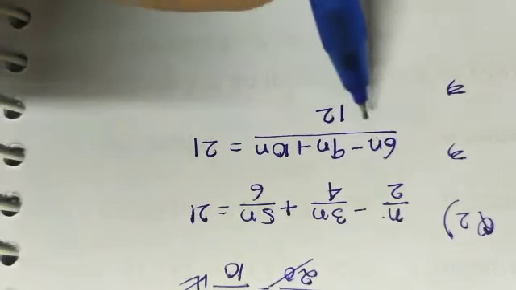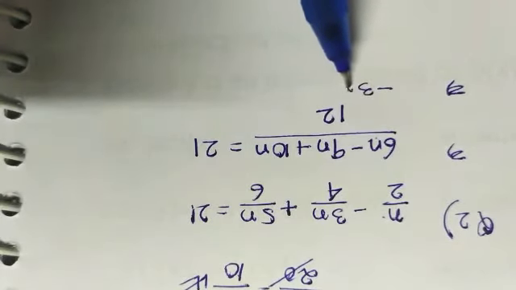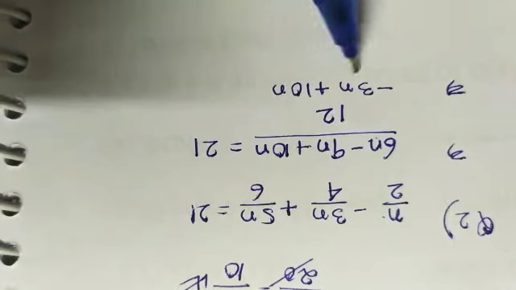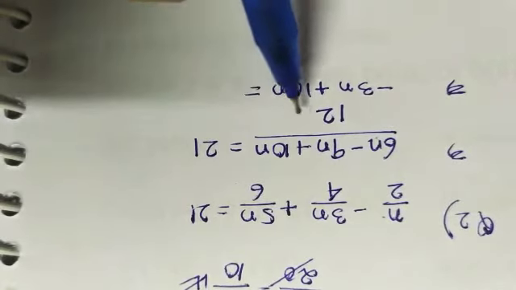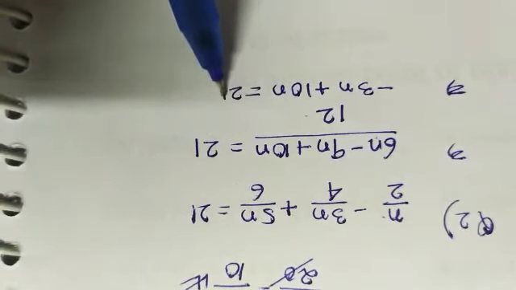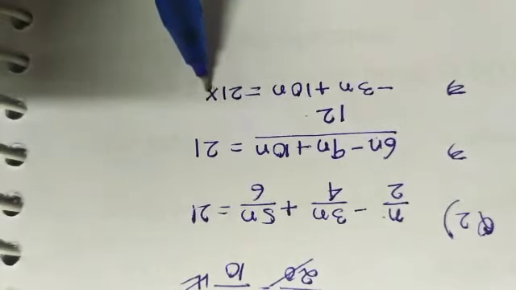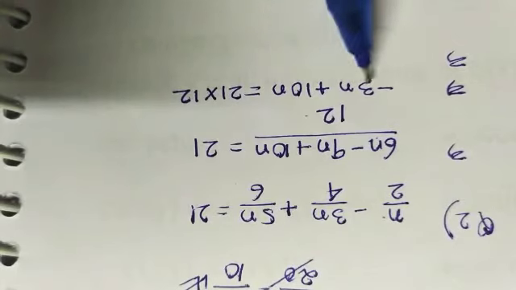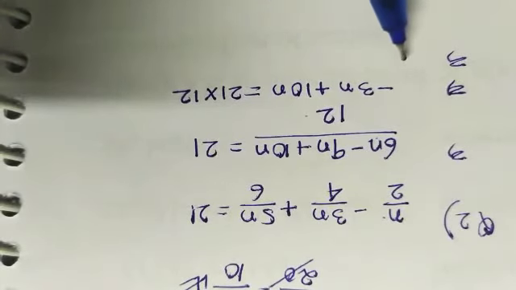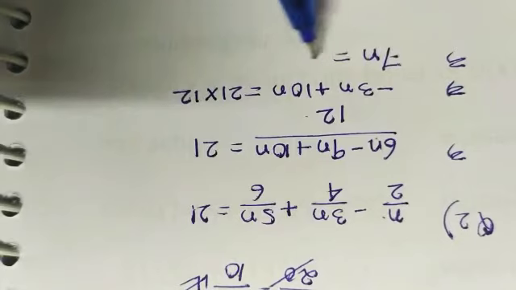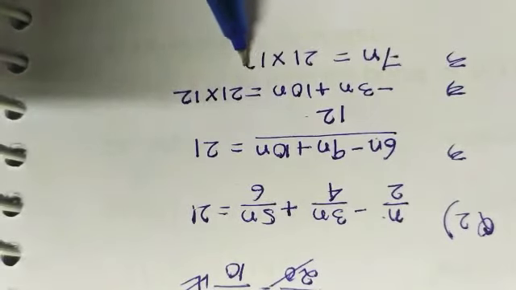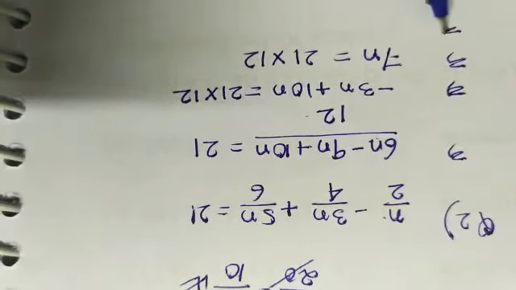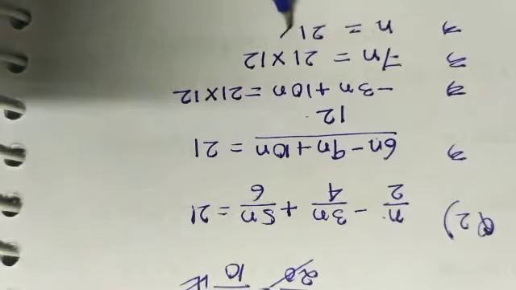Next, 6n minus 9n plus 10n, equals 21 into 12. Since it is divided here, whenever it goes to that side, it becomes multiply. Again, here we can solve it. Minus 3 plus 10, using the integer property, we are getting plus 7n equals 21 into 12. Leave it as this, don't multiply, because otherwise we cannot cancel directly. So n becomes 21 into 12 upon 7.